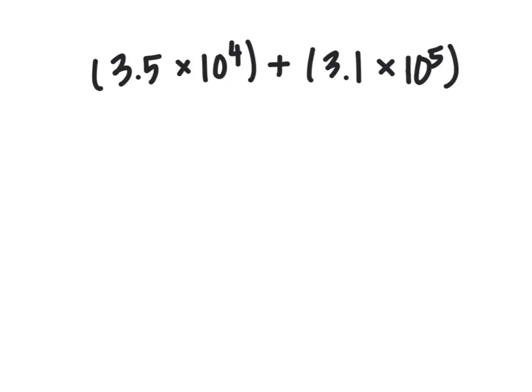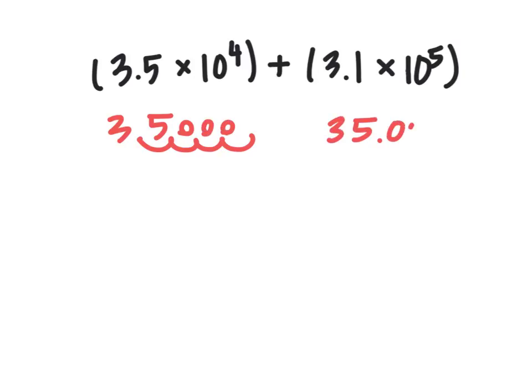This last example switches things up a little bit, as we have different exponents on our numbers written in scientific notation. Our process remains the same. We have 3.5 times 10 to the fourth plus 3.1 times 10 to the fifth. Let's go ahead and expand. 1, 2, 3, 4. We have 35,000 for this first number. Plus 3.1 times 10 to the fifth. 1, 2, 3, 4, 5. 310,000.